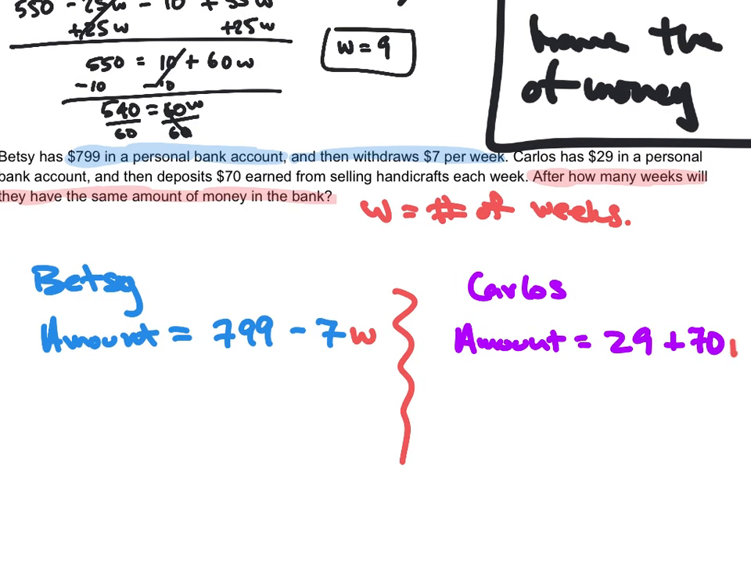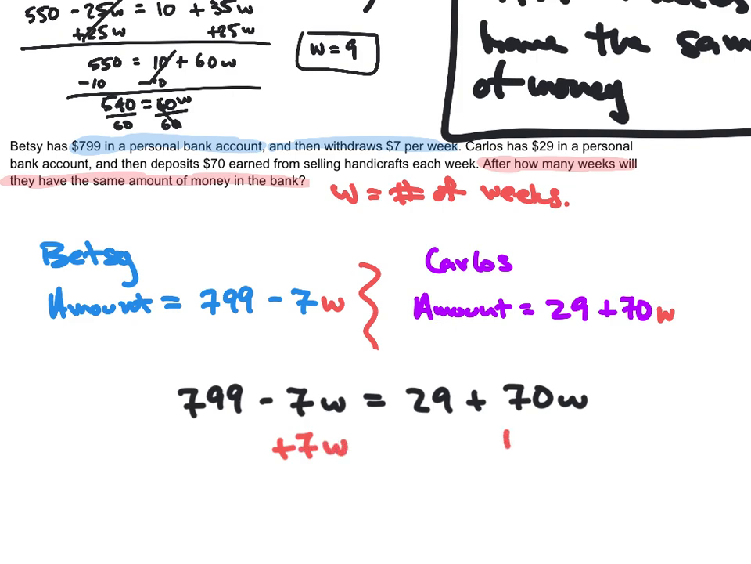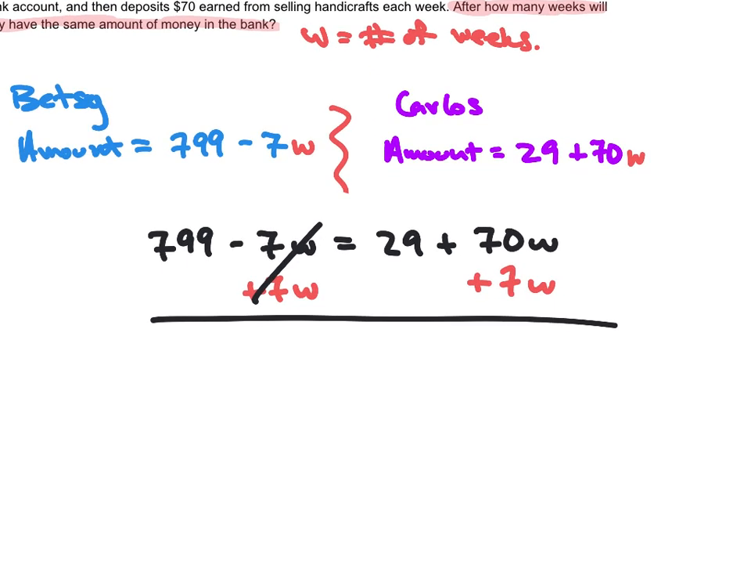All right? So because we're trying to figure out after how many weeks they have the same amount of money, I want to take these two parts and set them equal to each other. So I'm going to set up this equation that says 799 minus 7W is equal to 29 plus 70W. And the first thing that I'm going to do to solve this equation is add 7W to both sides. And I'm choosing the path of least resistance when I'm solving this equation. You can really move around whatever, but this is how I would approach it.